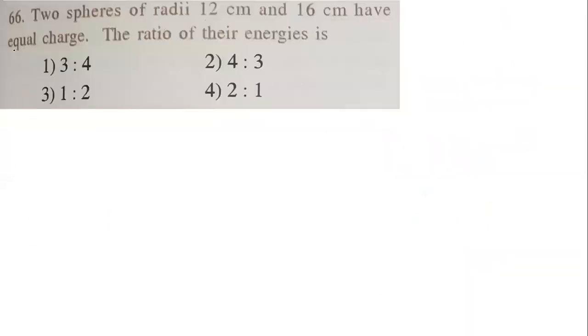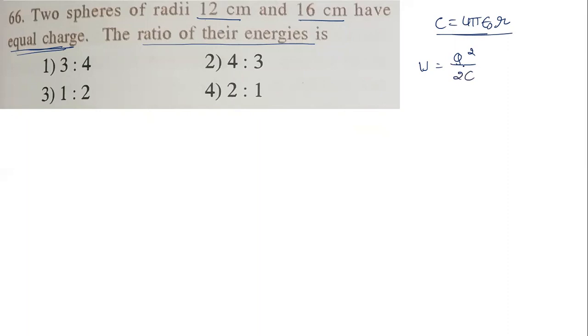Next question: two spheres of radii 12 centimeters and 16 centimeters having equal charge. They are asking the ratio of the energies. Now when a sphere of radius is given, what is the capacitance formula? 4 pi epsilon naught times R. Do you remember the capacitance of an isolated sphere? That we are going to use now. Here charge is constant, equal charge. So I take the equation of energy as Q square by 2C.